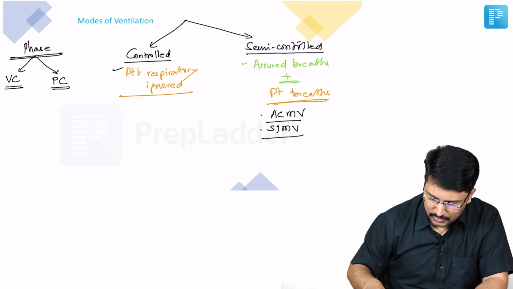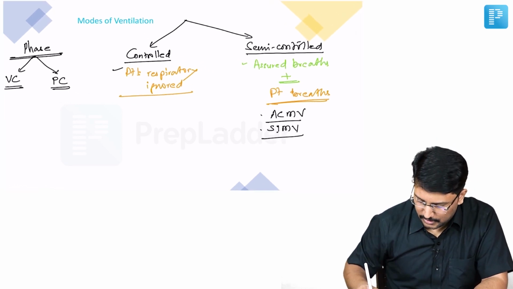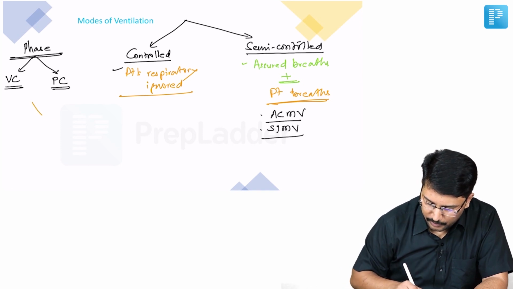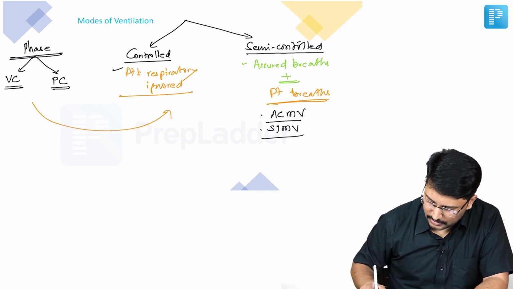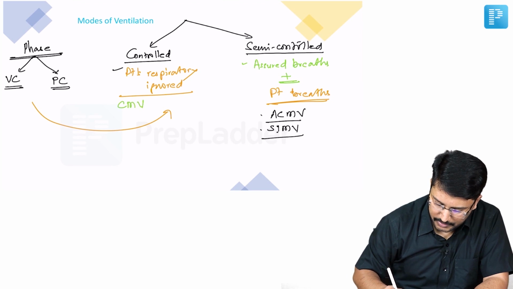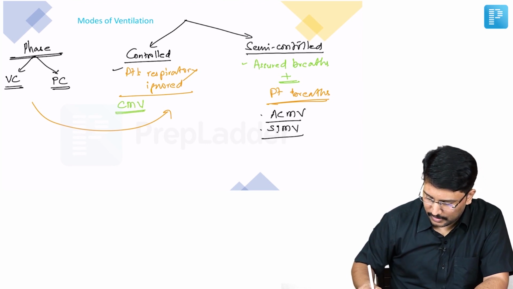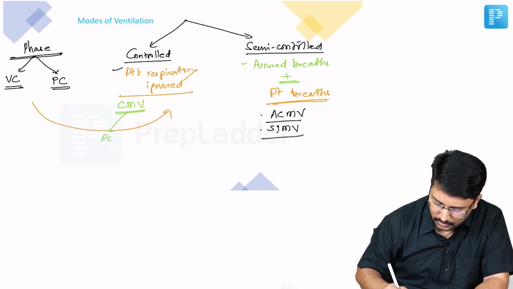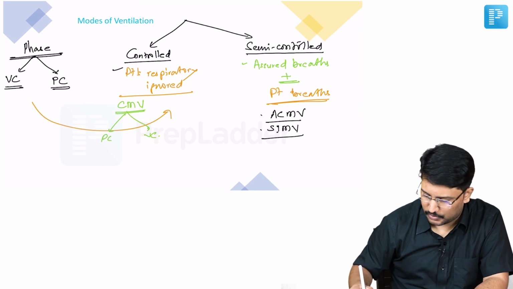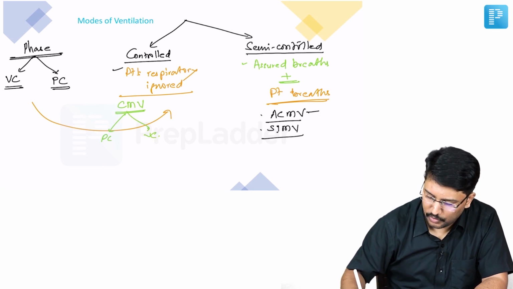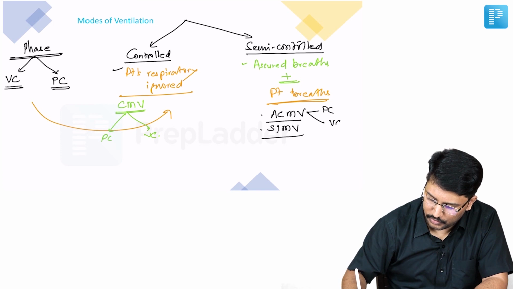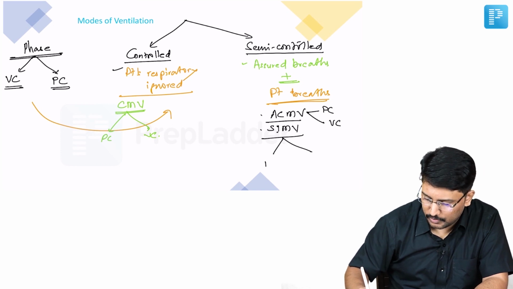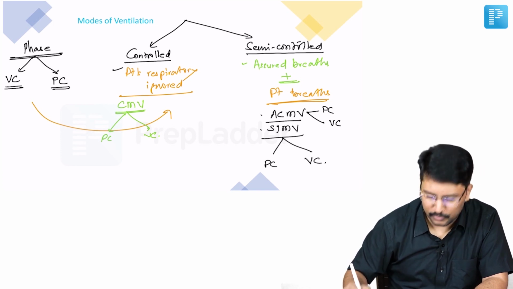Right. So now that we know the broad division, you should also know that these phases can be applied to all these modes. So when there is controlled mandatory ventilation, which is a typical example of controlled ventilation, that could be pressure controlled or that could be volume controlled. Similarly, this assist control mode of ventilation can be pressure controlled or volume controlled. SIMV can also be pressure controlled or volume controlled.